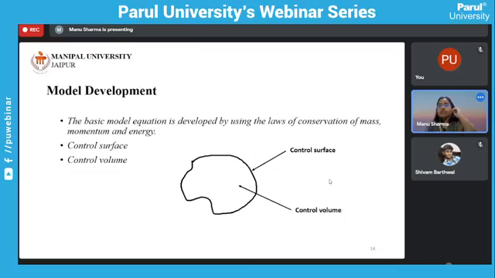Okay, so we will start with the model development. First step is to identify the process. We should be aware of the description of the process. For that, we have to identify our system. We should be well aware of the system boundary and the system itself. Here we use two different terms in model development. One is the control surface, and the second one is the control volume. Control surface is the boundary, and control volume is the system that we will consider for our model development.